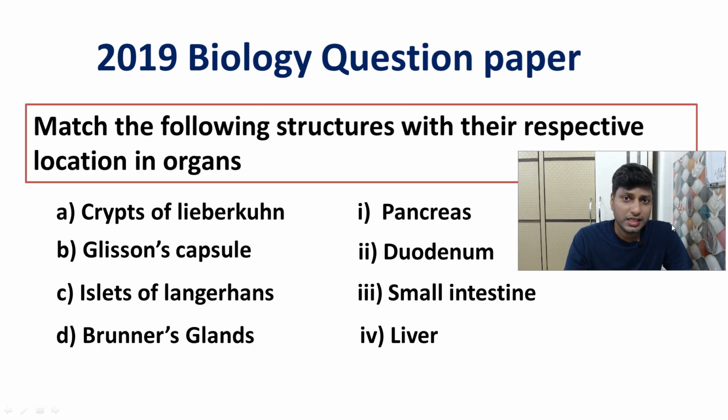So dear students, in this particular question we have to match the right options. On the left side, we have been given certain structures like crypts of Lieberkühn, glisson's capsule or islets of Langerhans, and we have to match accordingly. Basically, these structures belong to which particular organ or gland? So it's a match the column type of question. Let's see whether we are able to answer this question.